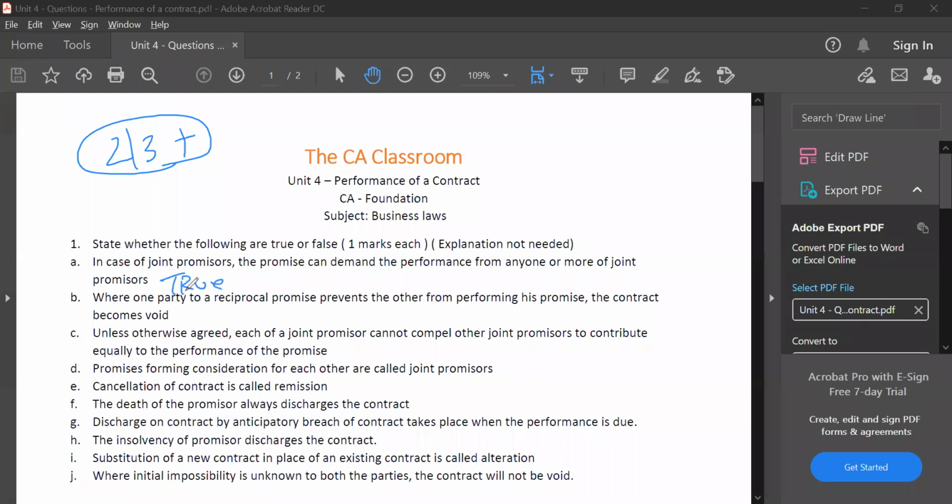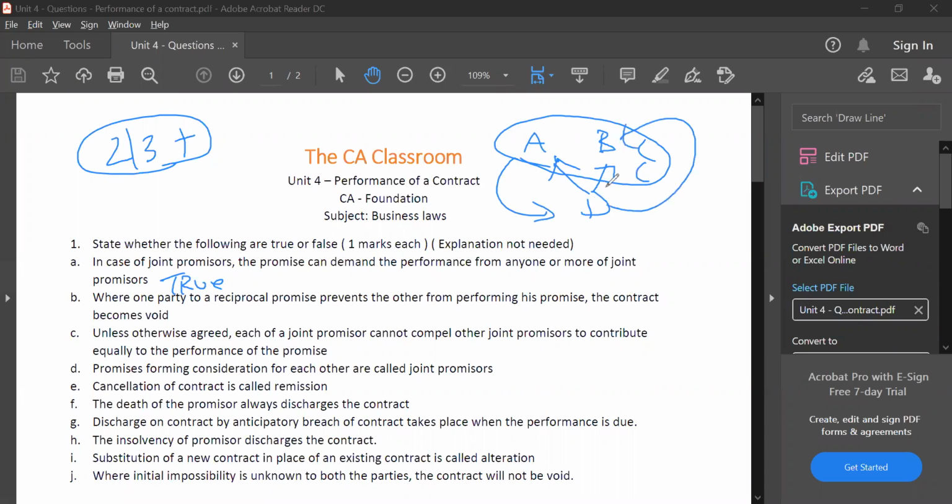In case of joint promisers, the promisee can demand the performance of any of the joint promisers. Let's say A, B, and C are giving a loan to D. Sorry, D is giving a loan to A, B, and C together, where they're jointly promising that they'll repay D. If A is not repaying, D can obviously ask B or C. So first one is true.